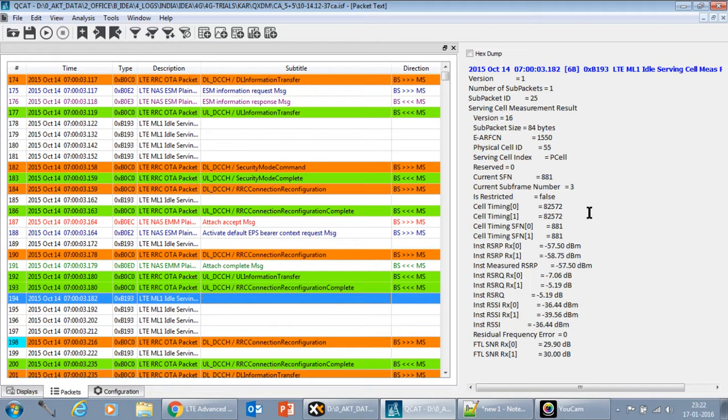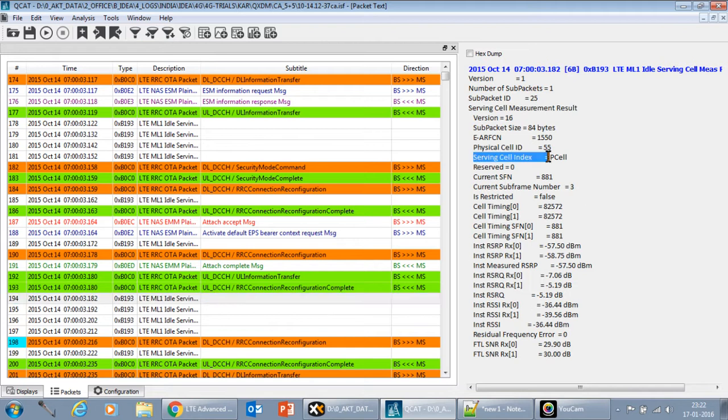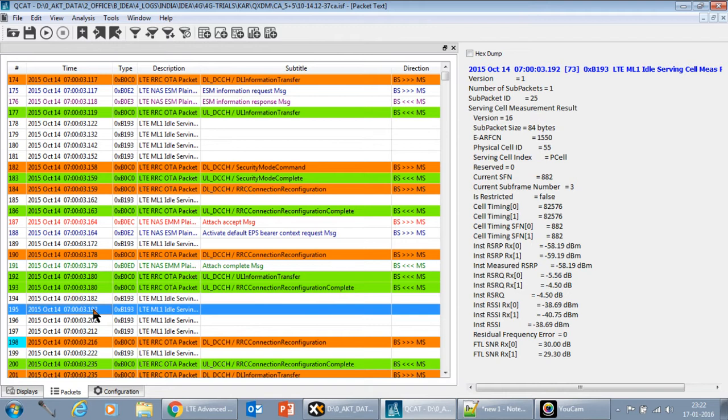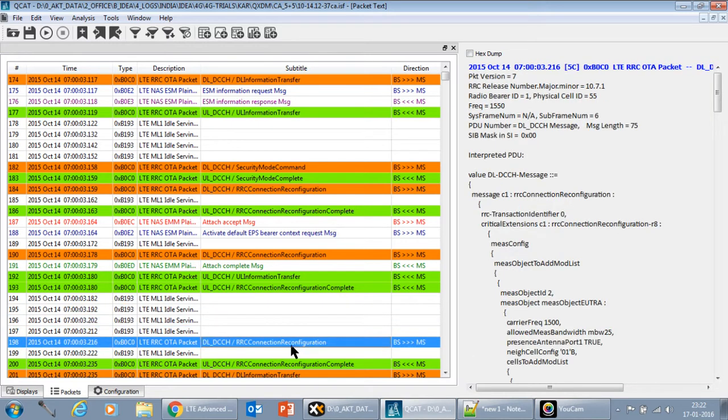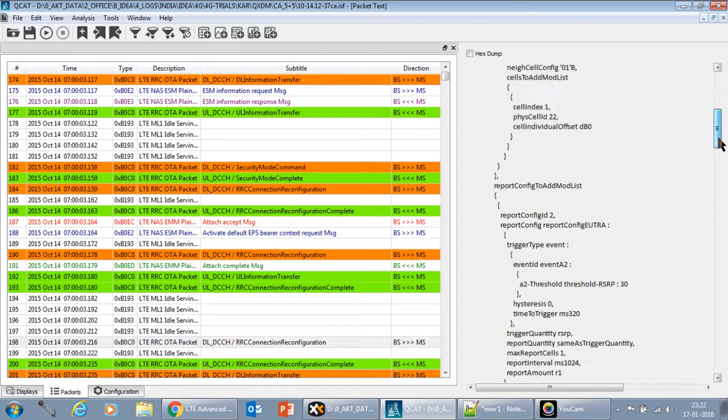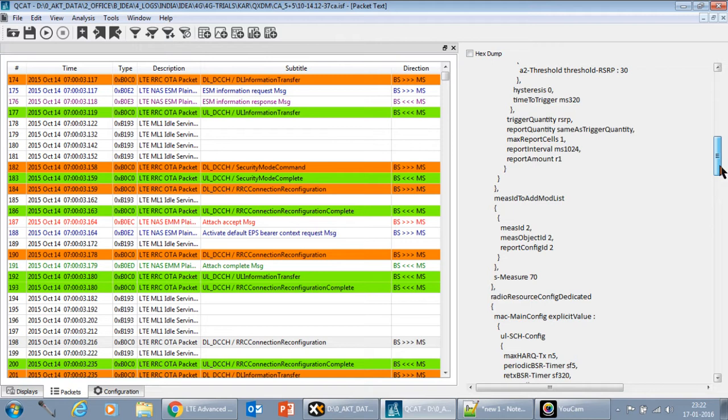If you look at this trace and keep an eye on this value, serving cell index, it is always showing P cell with the EARFCN 1550 and PCI 55, and this will get reported every 10 milliseconds. So 182, 192, 202, like this. Then it receives the RRC reconfiguration. Now in the RRC, this is the most important message. So let's dig deep into it.